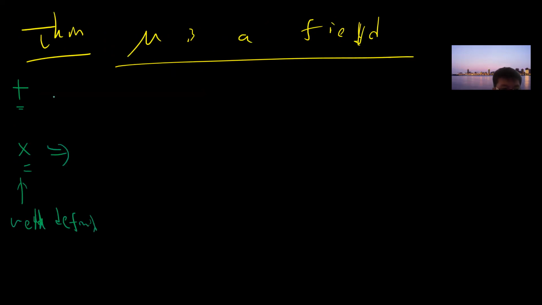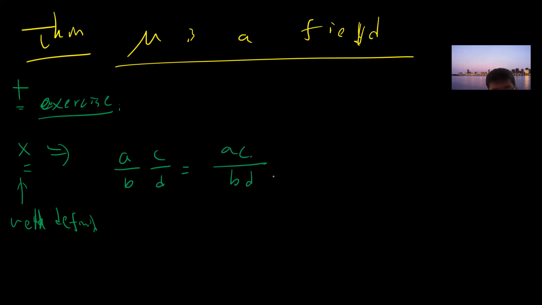Addition is very cumbersome, so this is just for exercise. If you are interested, you can check. I only want to prove the products. So let's see, I take two fractions A over B and C over D, and by definition my answer will be AC over BD. I use division as a notation.